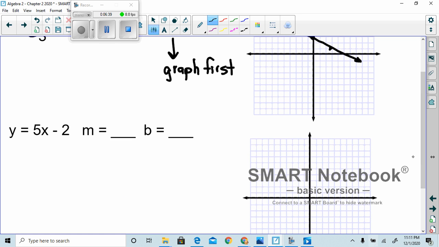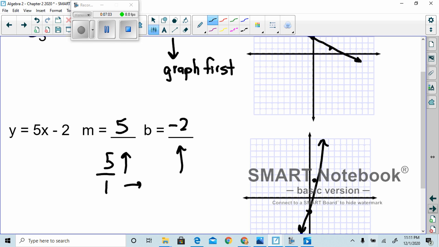Last problem on this slide, 5 and -2. Start graphing from your -2. Your slope is +5. Remember, that's 5 over 1, up 5 over 1. 1, 2, 3, 4, 5, and over 1. Graph, positive slope, positive number.